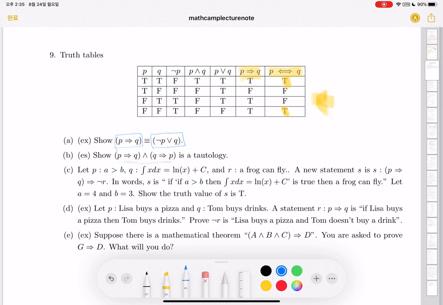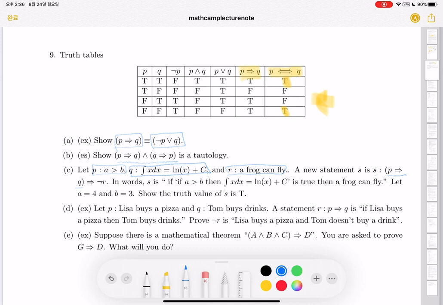To show this is a tautology, what you need to show is that the truth value for this statement is always true. Let's say this is your P statement: A is greater than B. And this is your Q statement: integral x dx is log of x plus c. And R statement is: a frog can fly. A new statement S is: if P then Q, then negation of R.